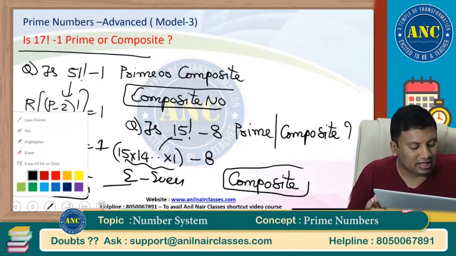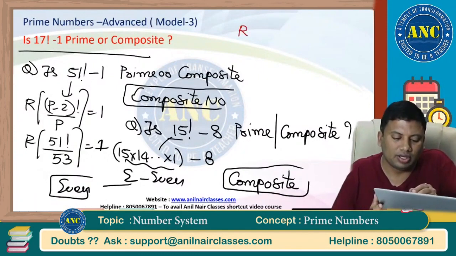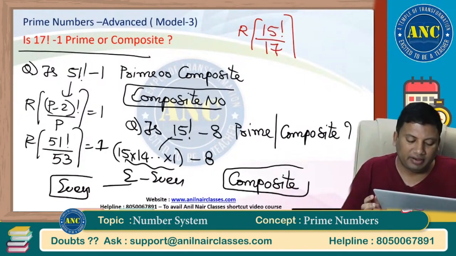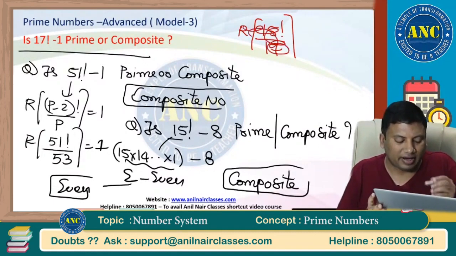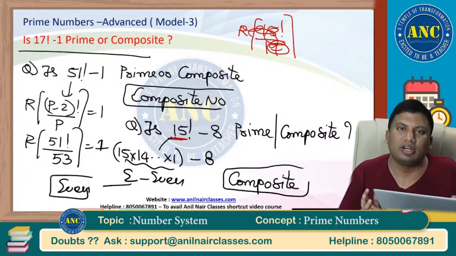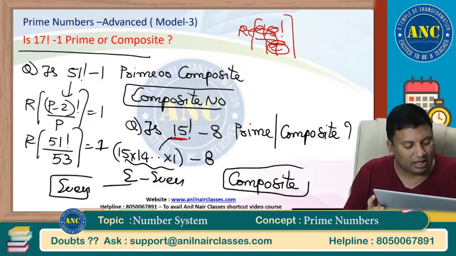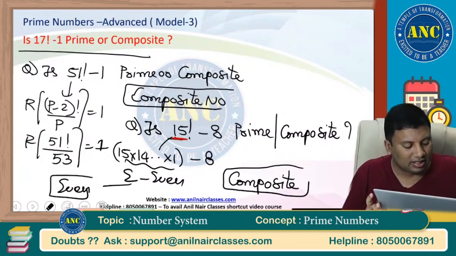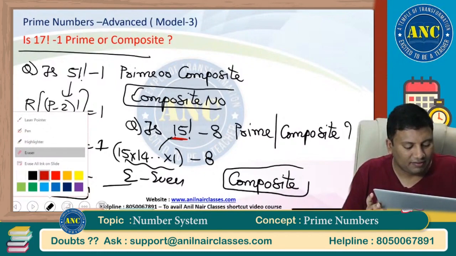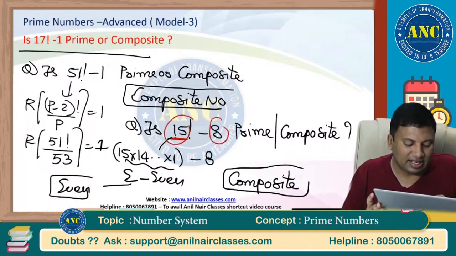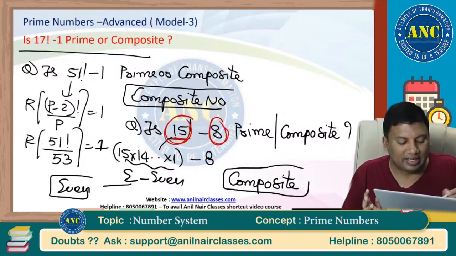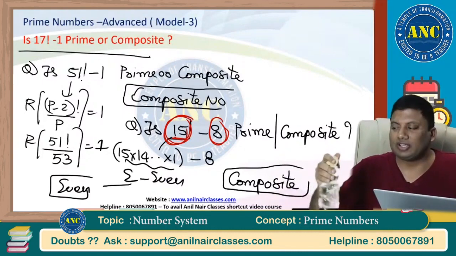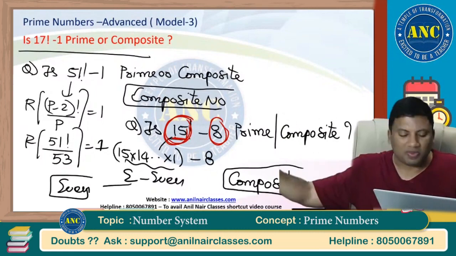I hope the idea is clear. Or you can also use 15 factorial by 17. This is the best method, sir. 15 factorial minus 8: 15 factorial contains 2, and 8 also contains 2, so the answer is divisible by 2. I just wanted to tell you that 15 factorial contains 2, 4 and 8, and 8 also contains them. Model number 3, Wilson's theorem application. I hope it is clear.